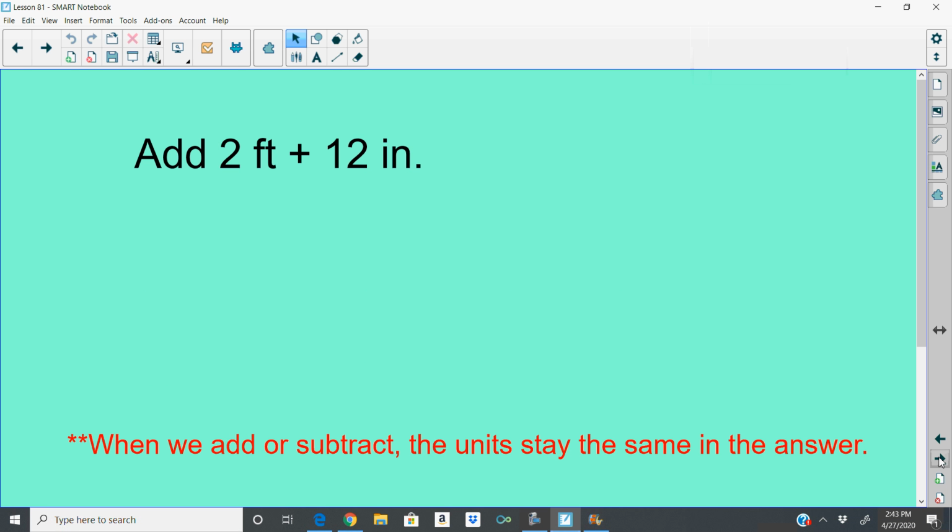So first problem, add 2 feet and 12 inches. Okay, we have a unit of measure in feet and a unit of measure in inches. We cannot have two different units. We have to convert something. So we could either put this down into inches or we could put this into feet. Well, let's try putting this into feet. That looks pretty easy. How many feet is 12 inches? Well, that would be 1 foot. So 2 feet plus 1 foot would be 3 feet.